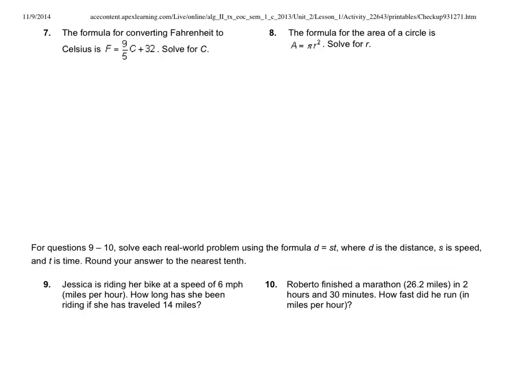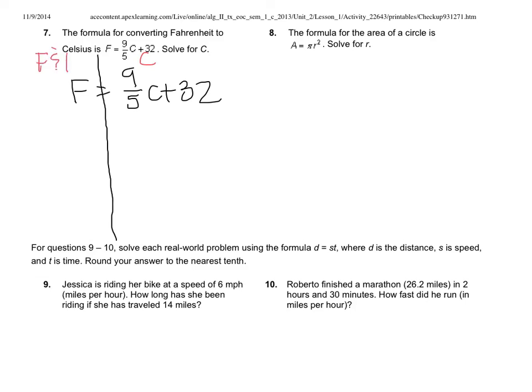Number 7, the formula for converting Fahrenheit to Celsius is F equals 9 over 5c plus 32. And we're supposed to solve for c. So I'm going to rewrite F equals 9 over 5c plus 32. So I need to get c by itself. That means I want c on the right side, because that's where it already is. And I'm going to want f and all of my numbers on the left side. So to get rid of 32 first would be the best bet. So I'm going to minus 32 from both sides. So I have f minus 32 equals 9 over 5c.